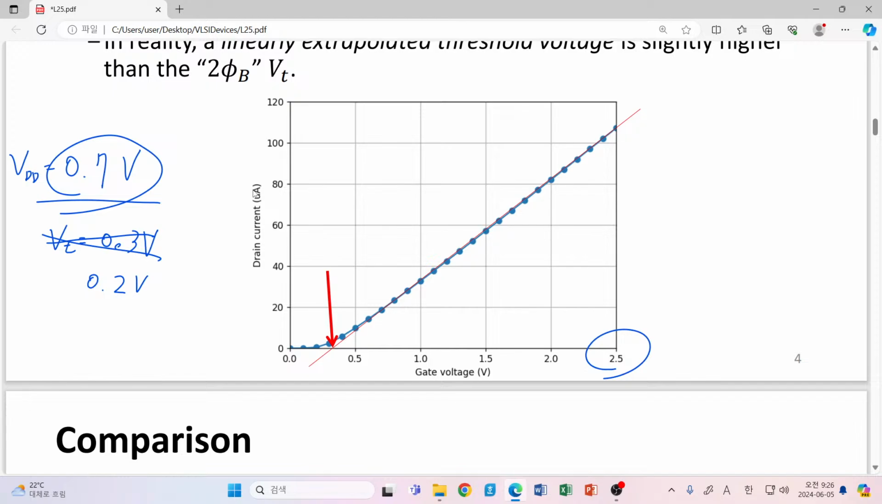However, please note that the example we have considered up to now is just taken from quite old technology. At the time, the VDD value was 2.5 or even higher, 5 volt. So in this case, this kind of such a low VT is not acceptable. Then how can you increase your threshold voltage? Then you have to introduce more doping into your system.